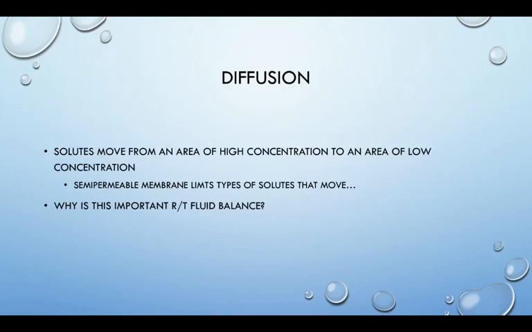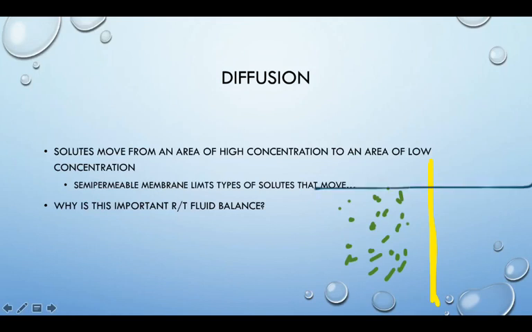Okay, so diffusion is when solutes move from an area of high concentration to an area of low concentration in a process of trying to equilibrate concentration. So you have a semi-permeable membrane, and you have different concentrations of solutes on one side and the other. So you might have a high concentration of solutes.